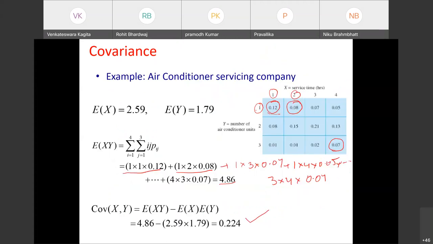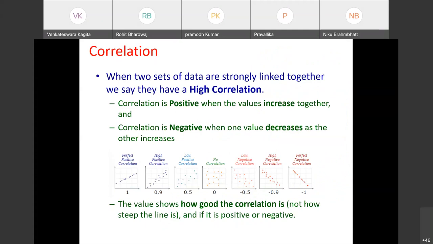Covariance, whereas the correlation is always between minus 1 and 1. So when two sets of data are strongly linked together, we say that they have high correlation. Correlation is positive when the values increase together, and negative when one value decreases and the other increases. Maybe this answers Brinda ma'am's question.